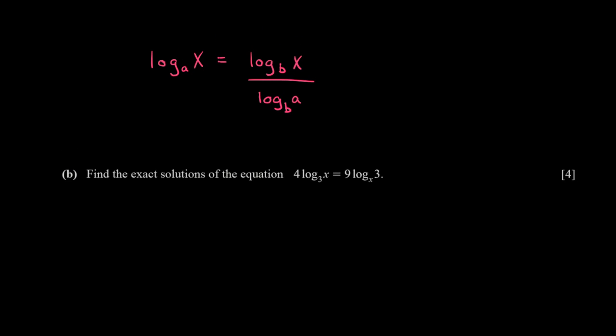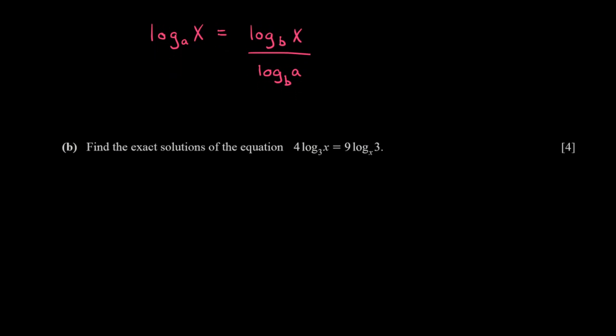So to do that, let's recap our change of base formula. If I've got log base a of x, and I want to convert it to a log base b of the same thing, log base b of x, then I need to divide through by log base b of a, where a is the old base. So let's just think about that again. Log base a of x, if I convert it to log base b of x, I need to divide through by log base b of the old base. So let's do that here.